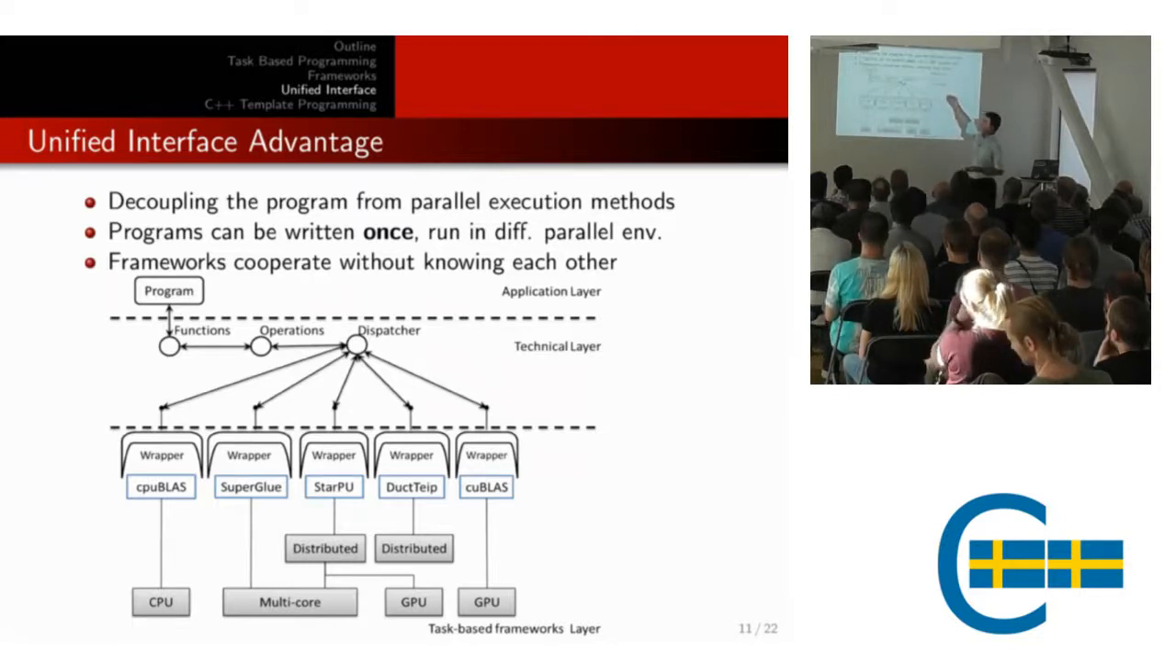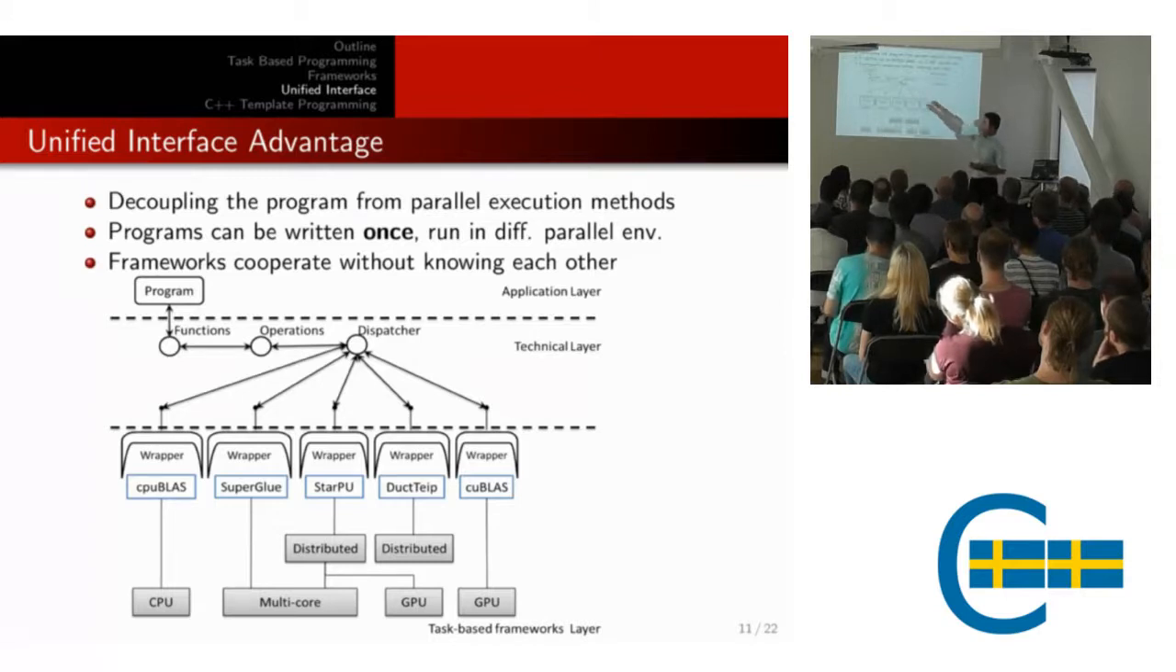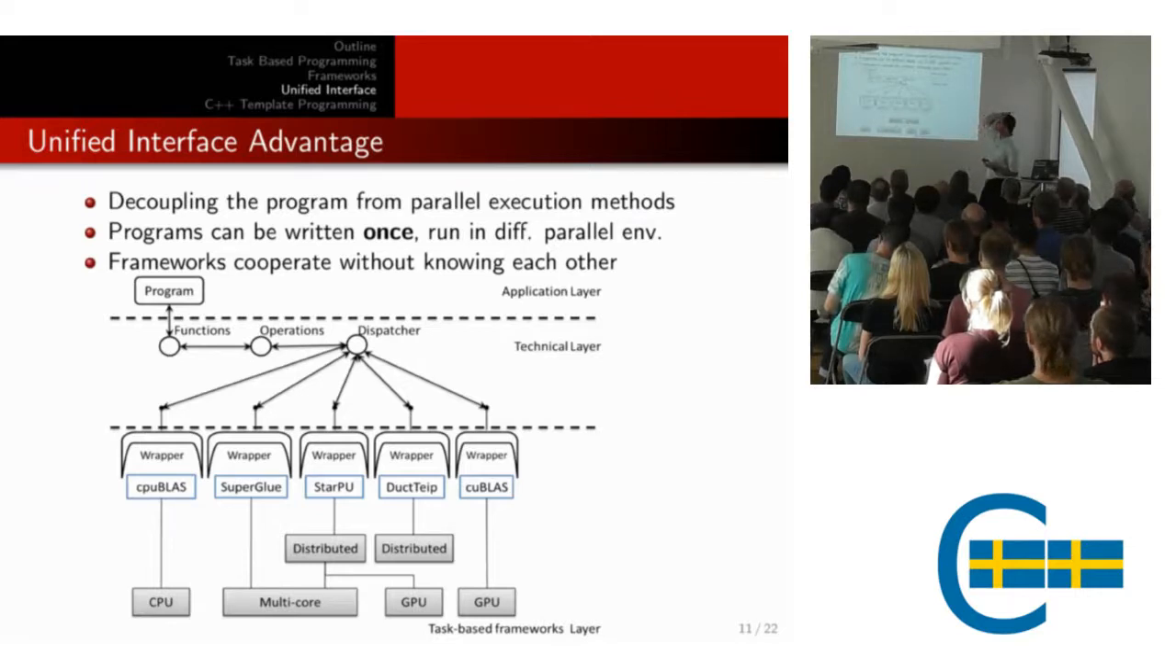This type of unified interface allows the programmer to write in terms of this interface. And at the back end, every different framework can implement that interface and provide the functionality of the framework to the end user at the top layer. So with this unified interface, the program is decoupled from this layer. I can write the program in terms of this unified interface, and it doesn't matter whether it will be run by DuctTape, by StarPU, by PaRSEC, by SuperGlue, or other frameworks. Different configurations of different frameworks can also be mixed to enable a program to run in different parallel environments.